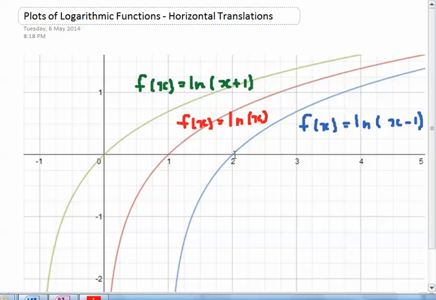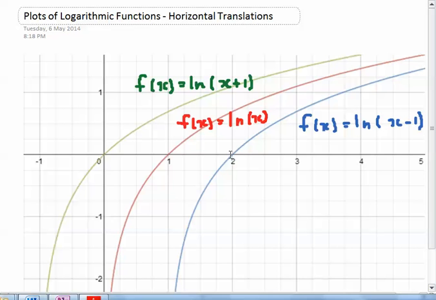Similarly, looking at the other translation here, ln of x minus 1, we move the basic function 1 unit to the right, like so, and we can see that if x is equal to 2, what have we got our function equaling? Well, ln of 2 take 1 is ln 1, and ln 1 of course is 0 again.